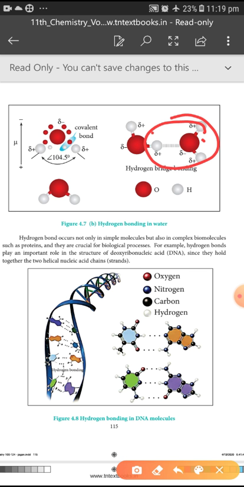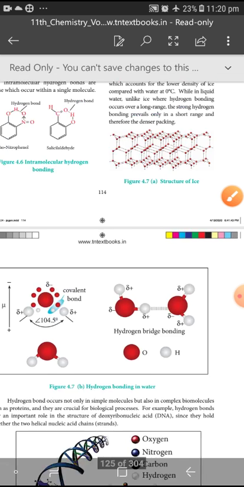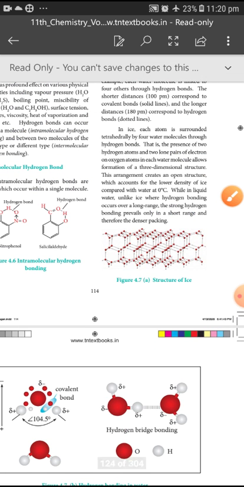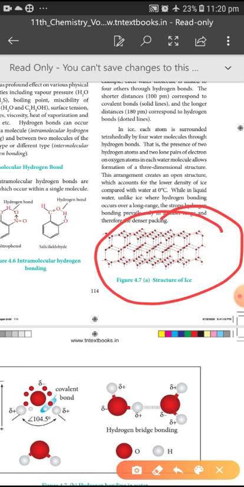In ice, each oxygen atom is surrounded tetrahedrally by 4 water molecules through hydrogen bonds. See the structure of ice. The presence of 2 hydrogen atoms and 2 lone pairs of electrons on the oxygen atom in each water molecule allows the formation of a 3-dimensional structure.